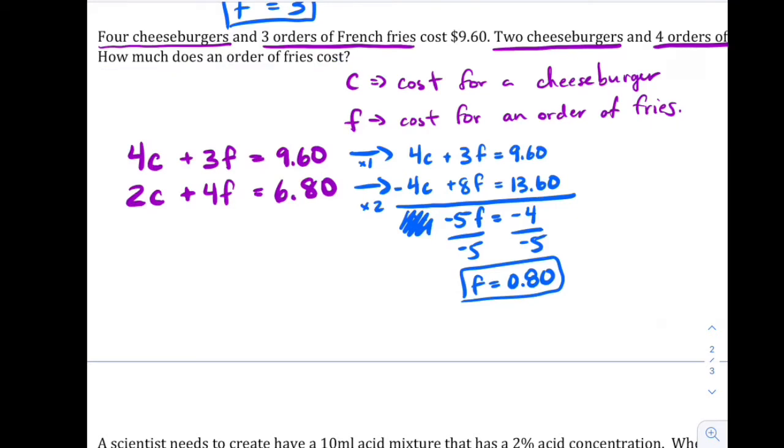But let's find out C just for the sake of finding it out. So I'm going to take F and put it back into one of the two equations. Doesn't matter which one. I'll take the top one just because it's the top equation. 4C plus 3F, well, I know F is 80 cents now, is equal to 9.60. 4C, I need to figure out the cost for 3 French fries. So I'm going to multiply 3 times 80 cents in my calculator, and we get $2.40, or 2.4.